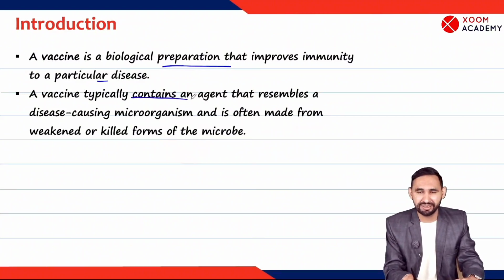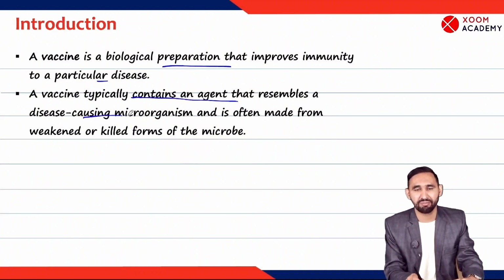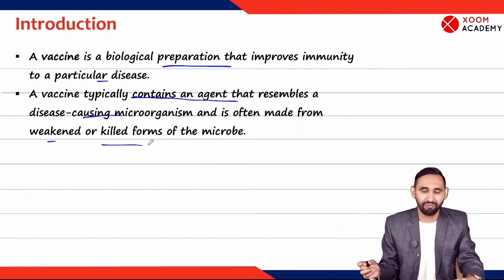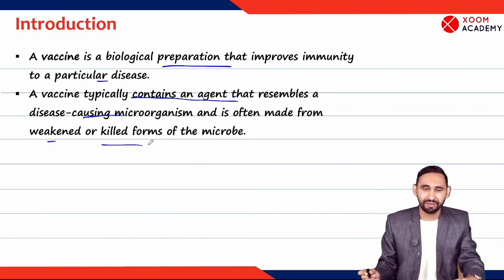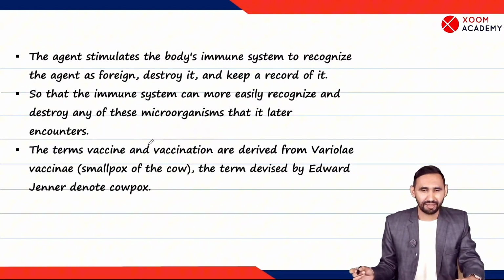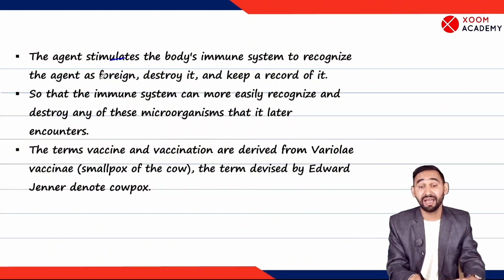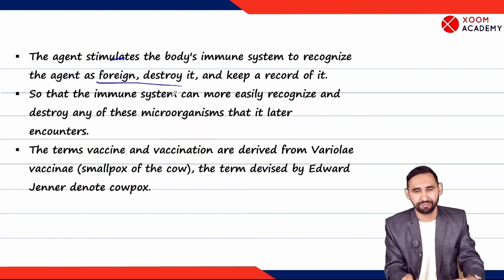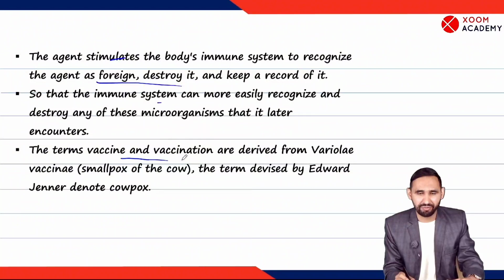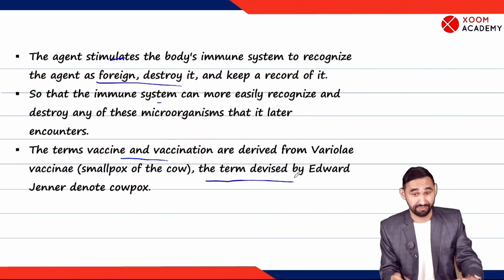A vaccine contains an agent that resembles disease-causing microorganisms, and it is often made from weakened or killed forms. So there are live vaccines, there are killed forms. Microbes are live or they are killed. These agents stimulate the body's immune system. The body recognizes it as a foreign agent and destroys it. So the immune system gets a boost. The terms vaccine and vaccination are derived from an old term, devised by Edward Jenner.